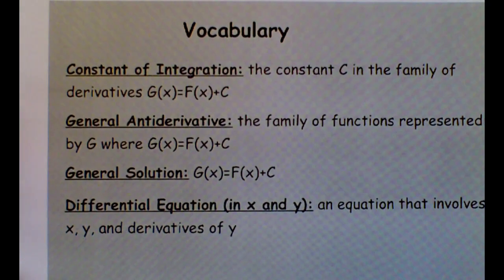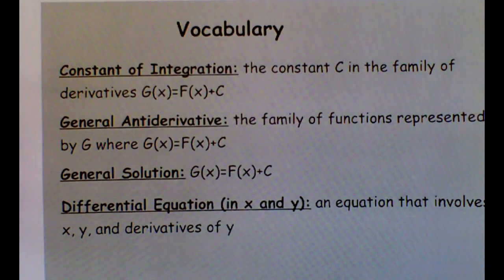So a little bit of vocab. The constant of integration, that's that c that we added on the end of our antiderivatives. The general antiderivative is the family of functions represented by G, where G of x equals F of x plus c. The antiderivative plus c, that's the general antiderivative. The general solution is just G of x equals F of x plus c. And a differential equation in x and y is an equation that involves x, y, and derivatives of y. There are no derivatives of x in there because they should be 1.